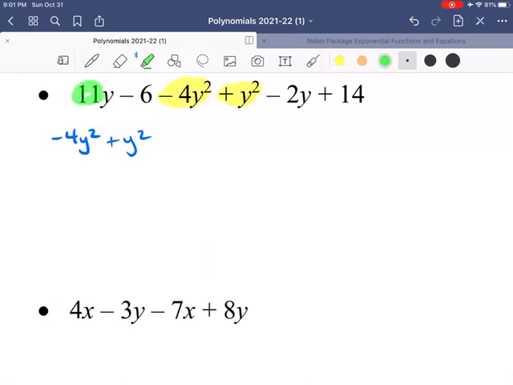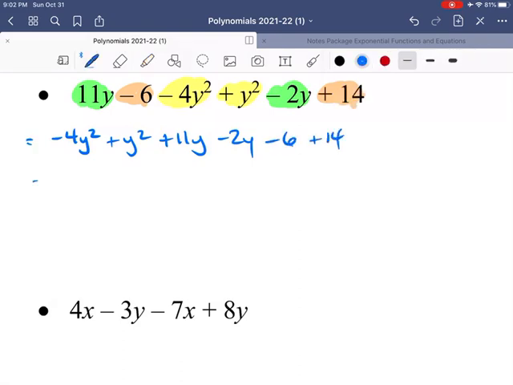So let's go on to the y's. This is positive 11y. And we've got negative 2y. And what else we got here? Negative 6 and positive 14.